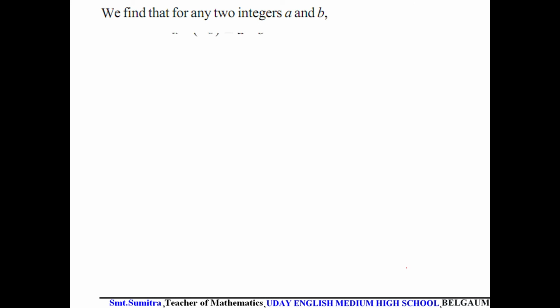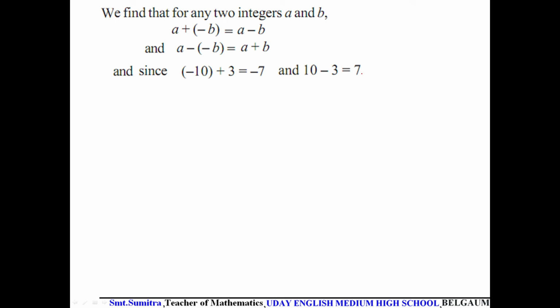We find that for any two integers a and b, a plus of minus b is a minus b. Please note that plus into minus is minus, a minus b. And a minus of minus b is a plus b. Minus into minus becomes plus. And since minus 10 plus 3 is minus 7 and 10 minus 3 is plus 7, therefore, we say minus 10 plus 3 is not equal to 10 minus 3. Simple concepts.